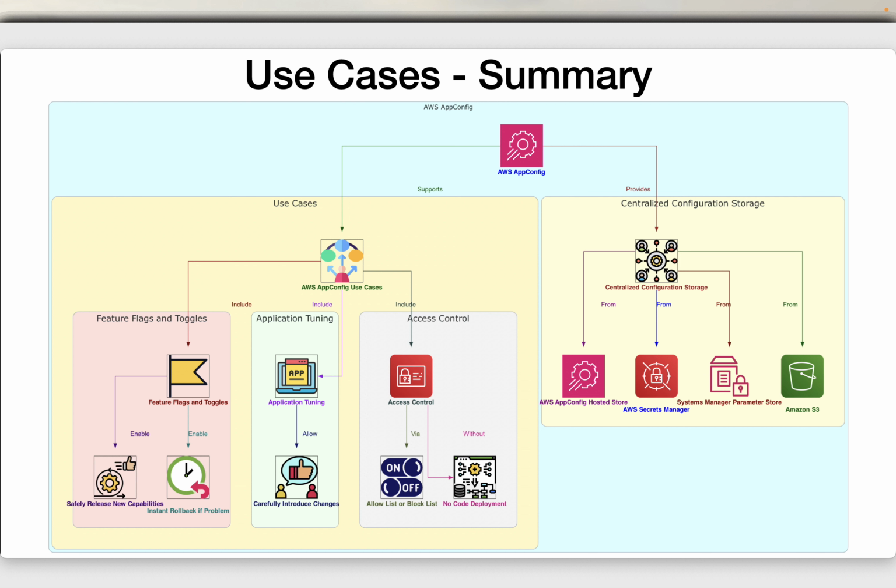And lastly, we have centralized configuration storage. You keep your configuration data organized and consistent across all of your workloads. You can use AppConfig to deploy configuration data stored in the AWS AppConfig hosted configuration store, AWS Secrets Manager, Systems Manager Parameter Store, or Amazon S3. So these are a couple of options for where to store your configuration secret data, or some other data also like S3 for some other types of data.